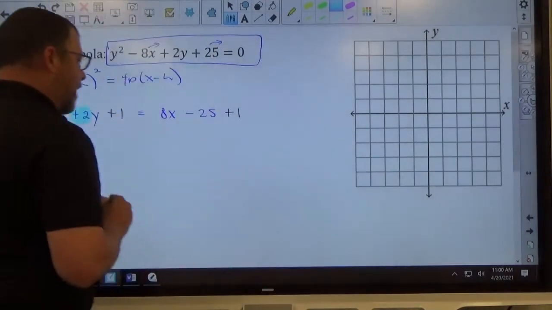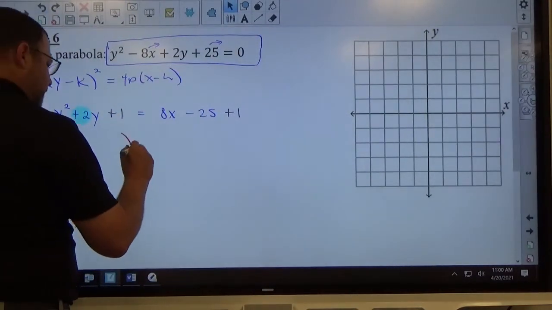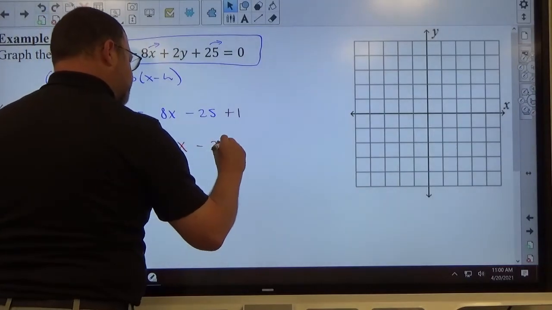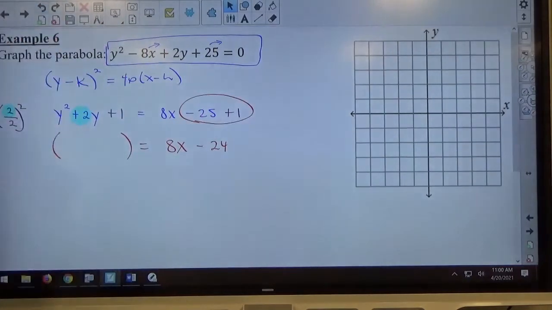Step 3 was factor left, simplify right. I'm going to simplify right first. 8x minus 24, right? We simply have to add like terms. Those signs are different, so I subtracted. 25 is bigger, so it's negative. 8x is 8x. I can't add or subtract to 24, so that's the best I can do on that side.